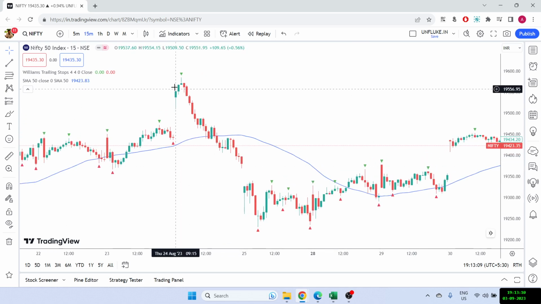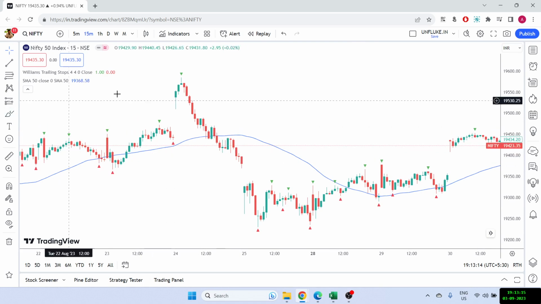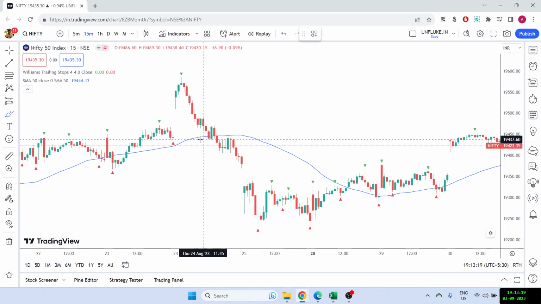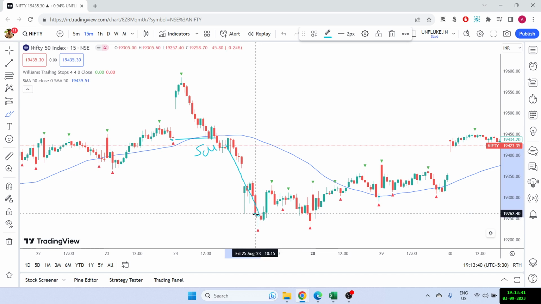If you see here, at this point of time, the fractal is here. So I want to take it as a breakout strategy. That means I will take an entry somewhere here, which is the low of the fractal. And since this is below the moving average, I will be going for a selling trade. Why? Because the fractal level is below the moving average, and I will go for a breakout strategy. And it was a good trade.